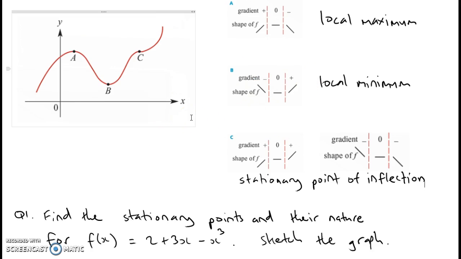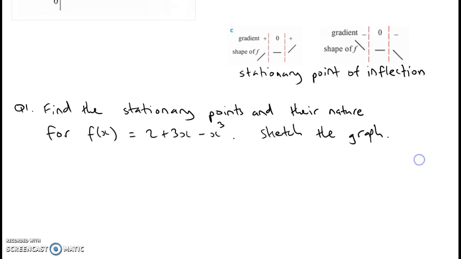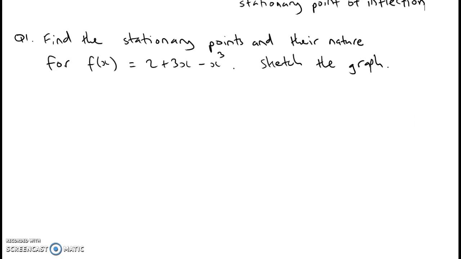Find the stationary points and their nature for the function f of x equals 2 plus 3x minus x cubed, and then sketch the graph. Now, the first thing that we need to do, as always with stationary points, is to just solve the derivative equal to 0. So we'll have f dash x equal to 3 minus 3x squared.